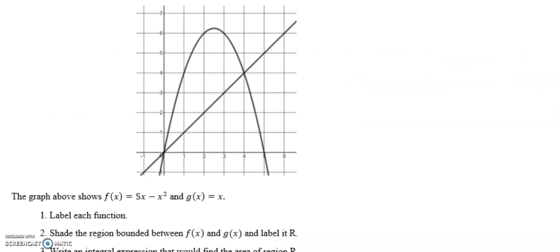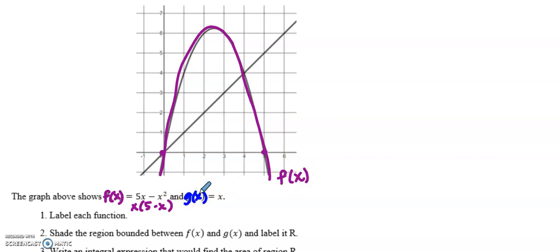All right, the graph above shows f of x equals 5x minus x squared and g of x equals x. Step 1, label each function. Well, f of x, I'm going to label in purple, is 5x minus x squared, which must be this parabola because of our x squared. I can double check. I've got a 0 at 0 and a 0 at 5, which is what would happen if you factored out the x here, so we're all good. Then g of x, oops, I was supposed to label that f of x. g of x then being just the line x. Well, here's my line x, and this is g of x.